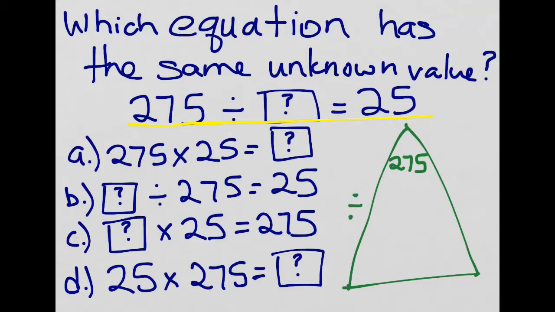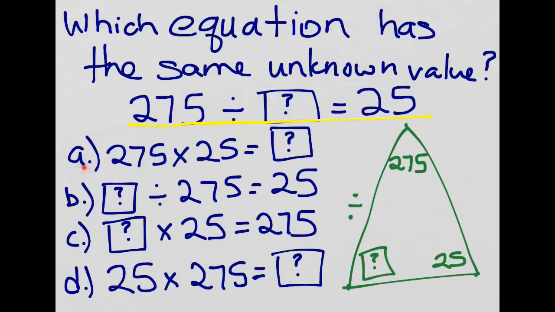275 divided by an unknown value equals 25. Now my information is on the triangle, and I can use it to start looking at each of the options down here. My strategy is going to be to look at the options, find out if there's a part of it that can't be true, and then cross off any equations that don't follow the rules of the triangle we've built for these related facts.